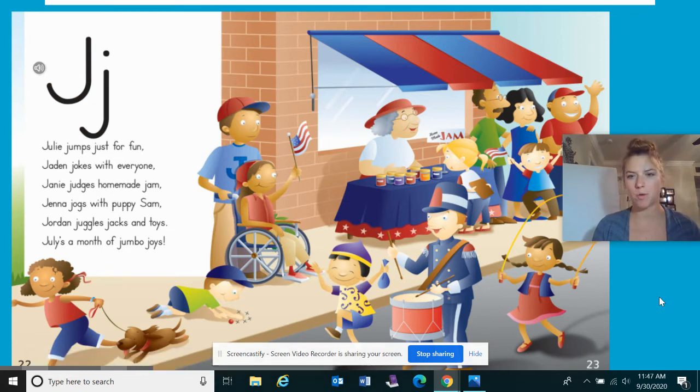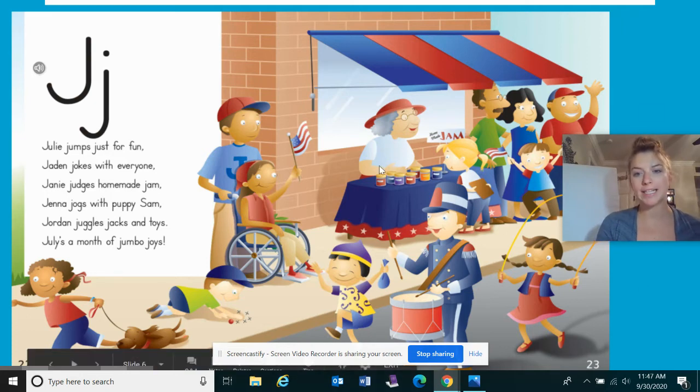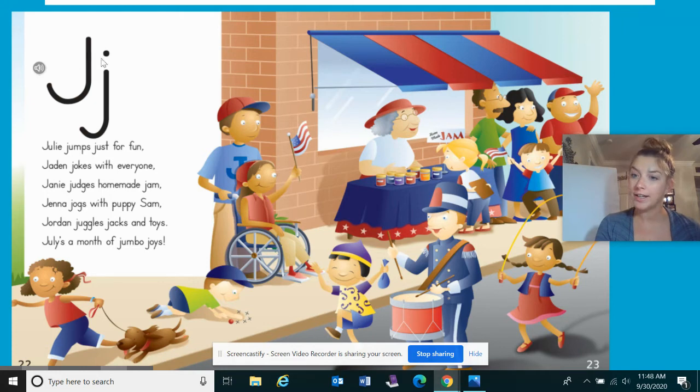Good. Yeah, you see people walking down the street. Maybe it's a parade because there's people cheering them on. Someone's buying something over here. Let's read about our letter J. This is the capital J and lowercase j. Let's read our story for J.